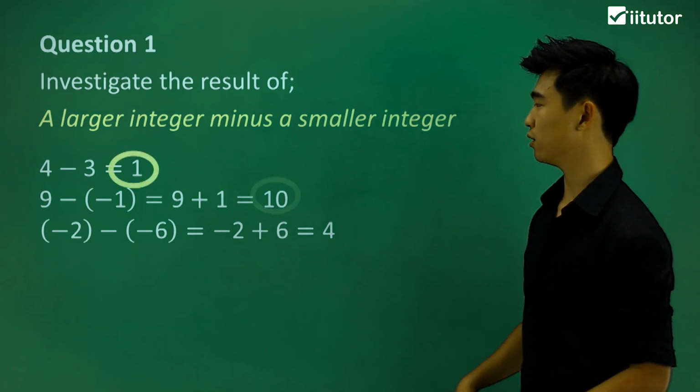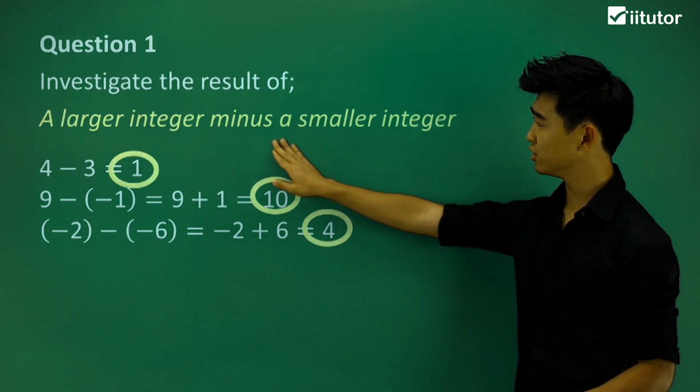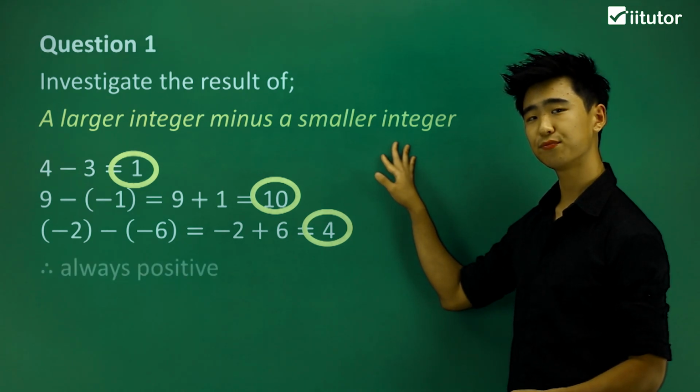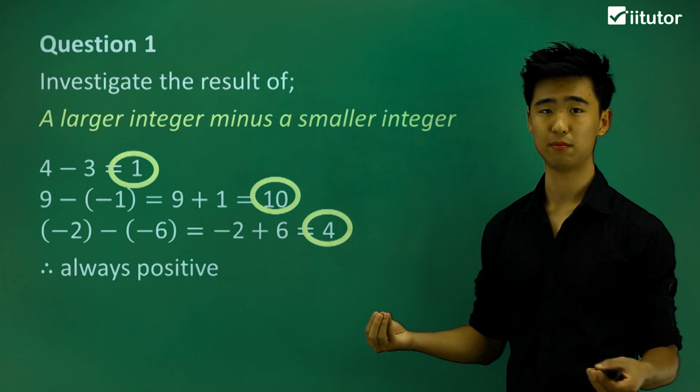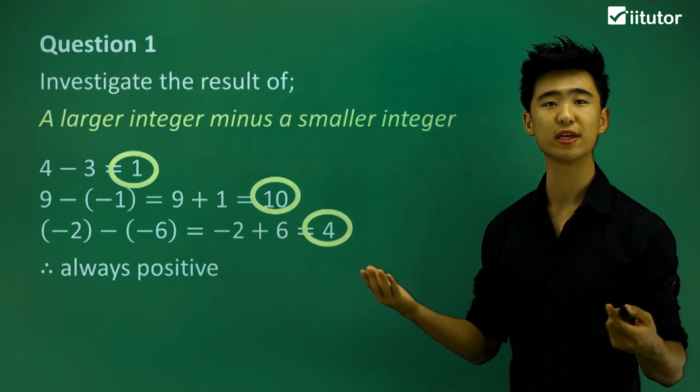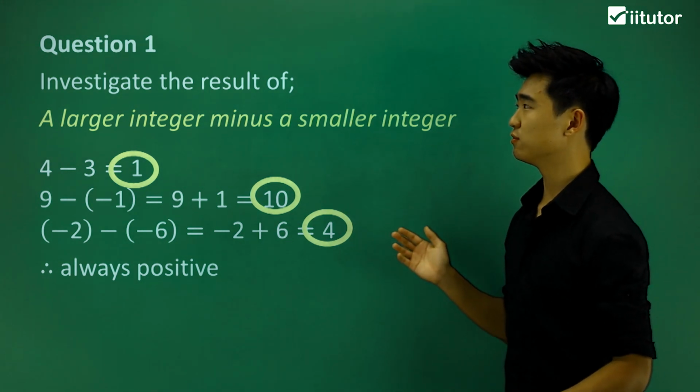So looking at all these outcomes, a larger integer minus a smaller integer is always going to be positive. It's always going to give me a positive number. So these are some good things that we can keep in mind. Let's move on to question number 2.